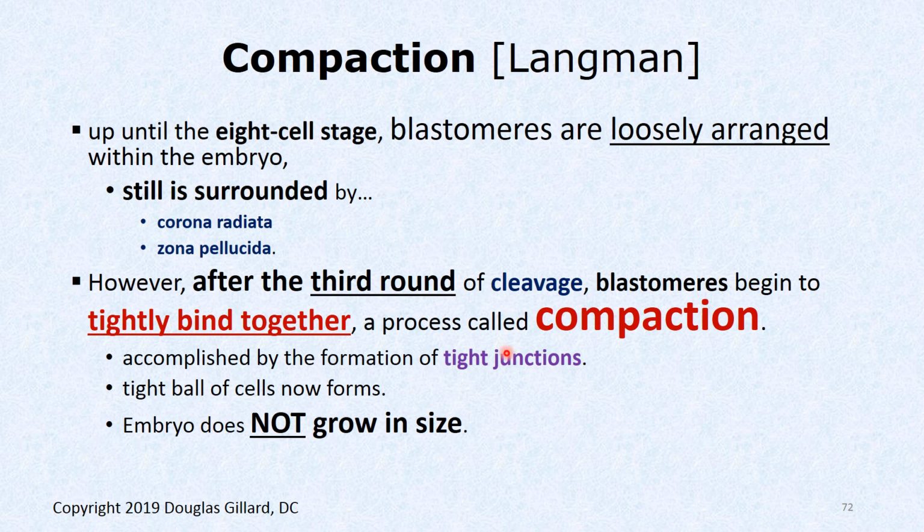However, after the 3rd round of cleavage, the blastomeres pack very tightly together, and that's called compaction. In fact, they start to get smaller too. So the overall size of the zygote does not change. You'd think it would get bigger at each cell division, but it doesn't, at least not yet. The blastomeres get smaller and more tightly compacted together. That's called compaction. Microscopically, now we have tight junctions formed between the daughter cells, or the blastomeres. So that helps hold them together. But the key point is compaction. Blastomeres pack together. The embryo does not grow in size. It's still the same size.